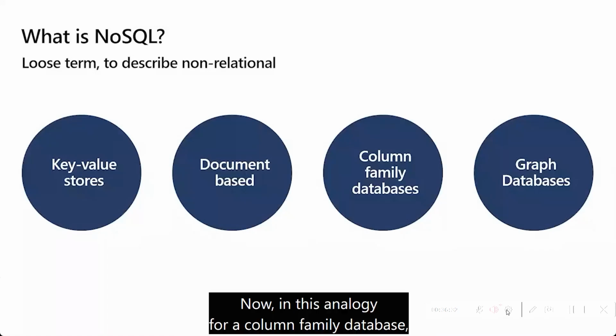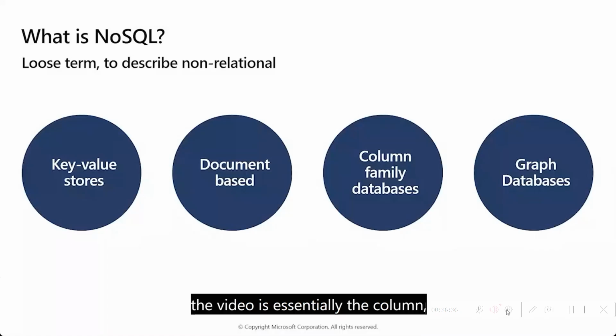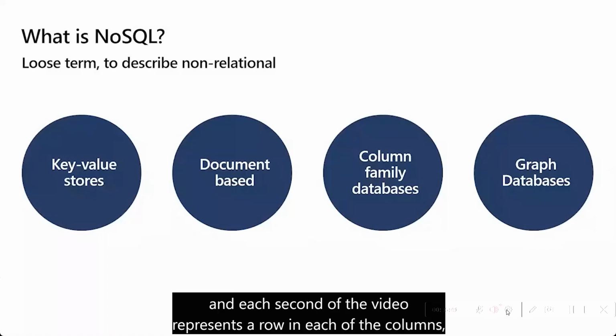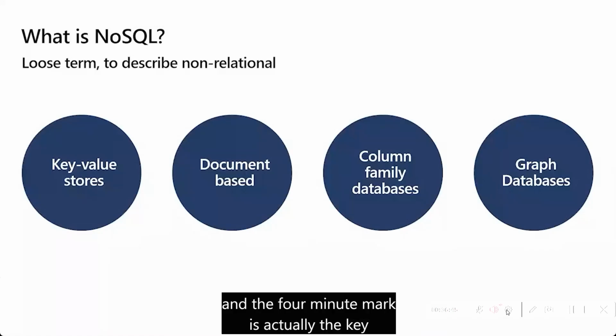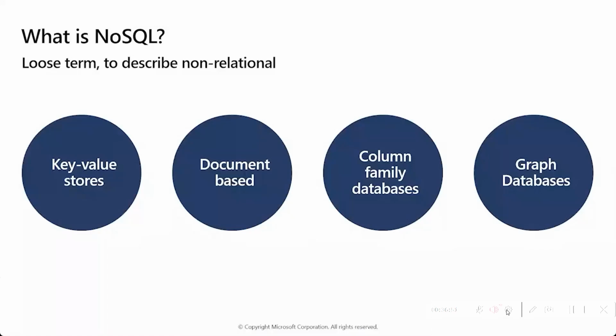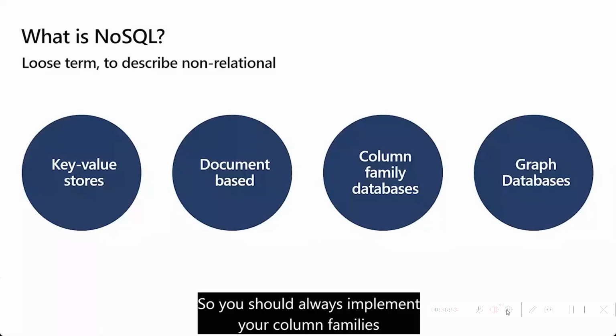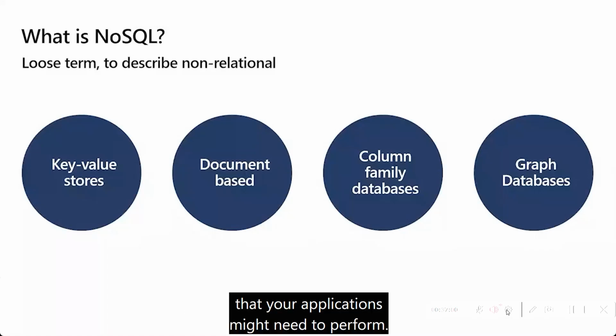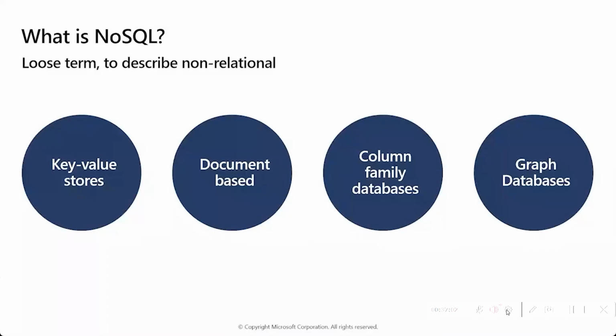Now, in this analogy for a column family database, the video is essentially the column, the group of 10 videos is the column family, and each second of the video represents a row in each of the columns. And the 4-minute mark is the key used to fetch the data for the rows in each of the columns. So you should always implement your column families to be most optimal for some of your most common queries that your applications might need to perform.